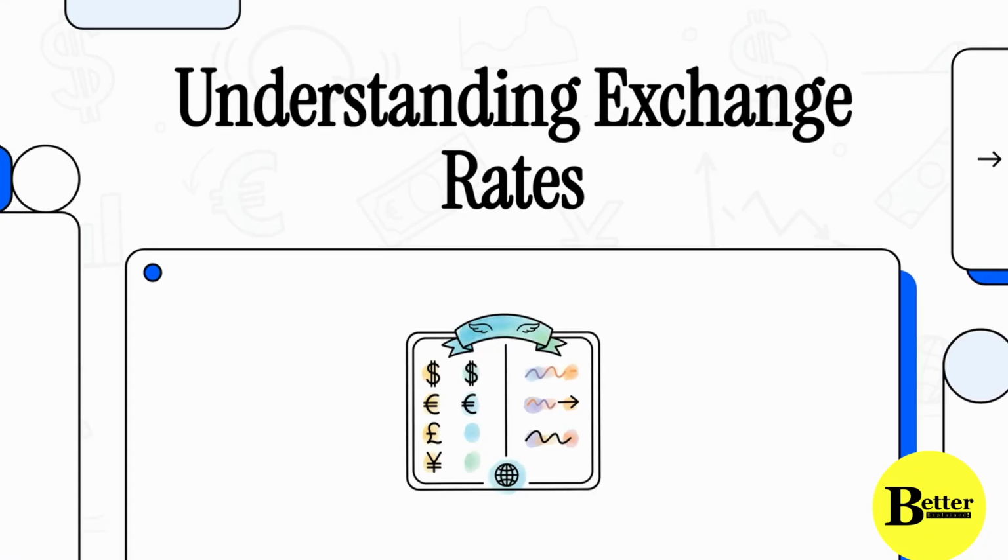You know when you're at the airport and you look up at that currency exchange board and it just looks like a jumble of numbers? Well, it's not random at all. It's actually a peek inside the biggest financial market on the planet. And today, we're going to pull back the curtain and make it all make sense.